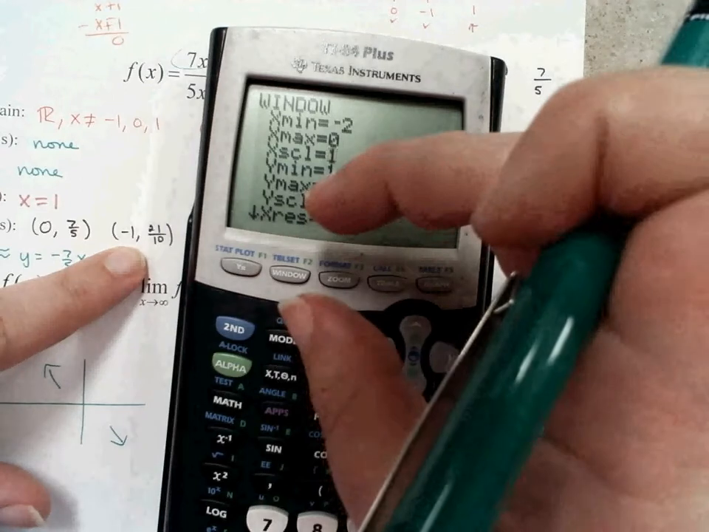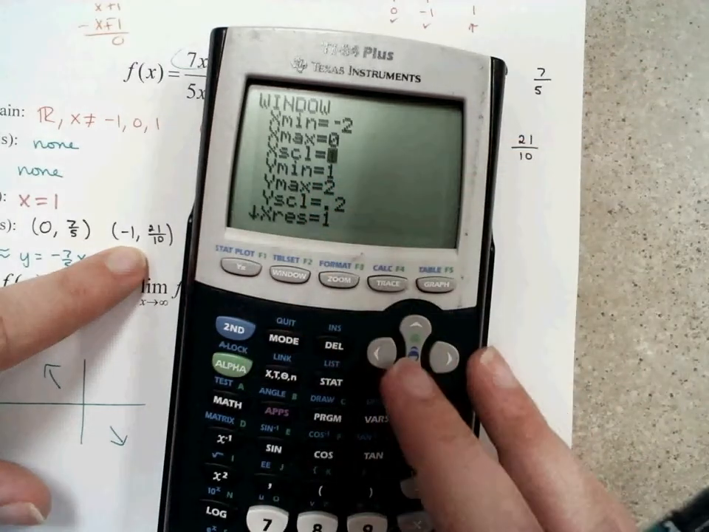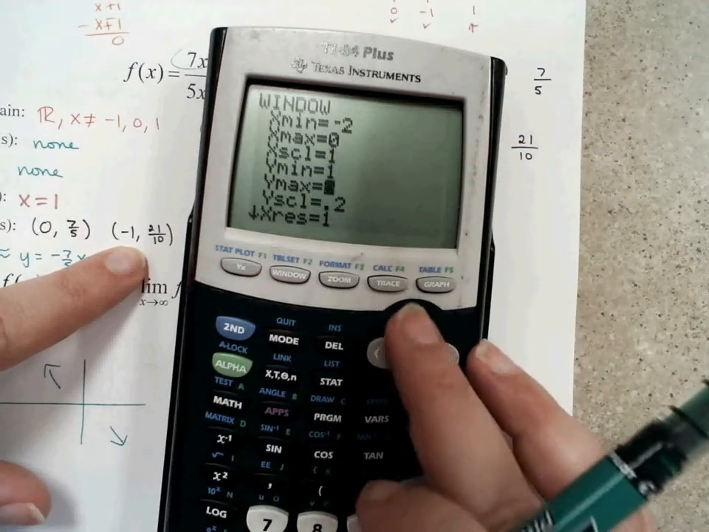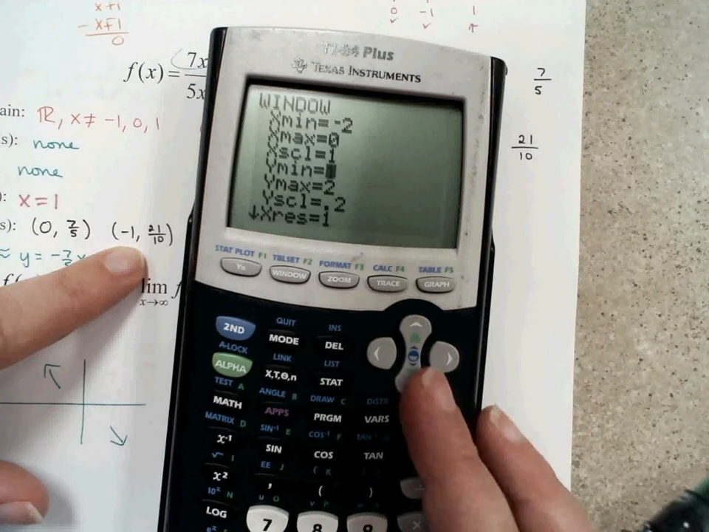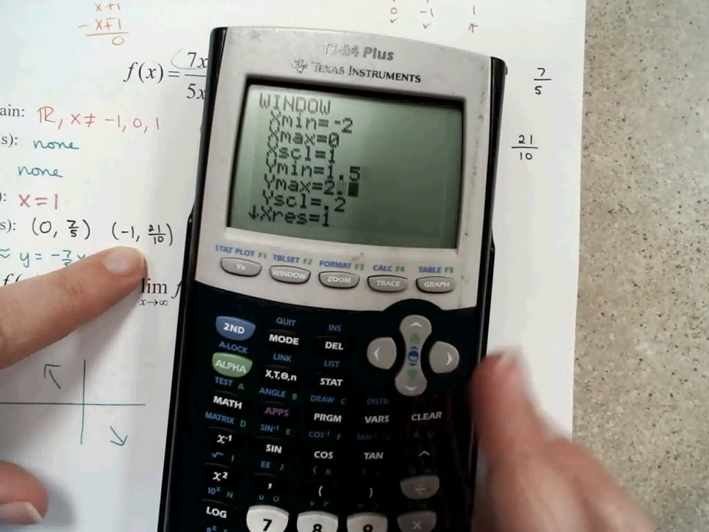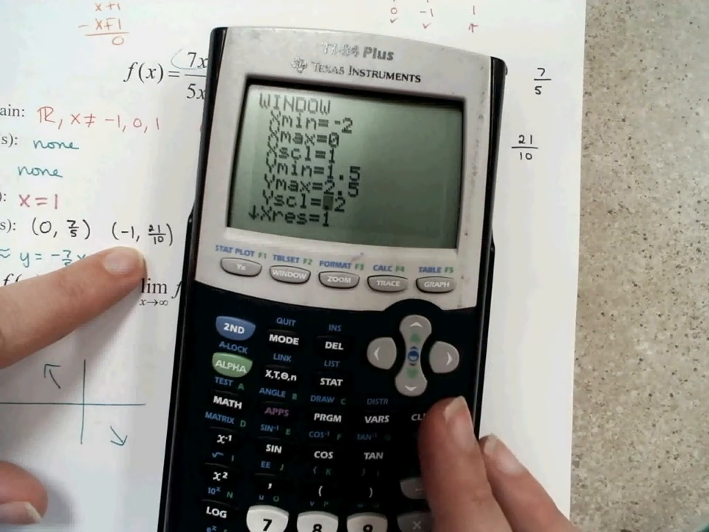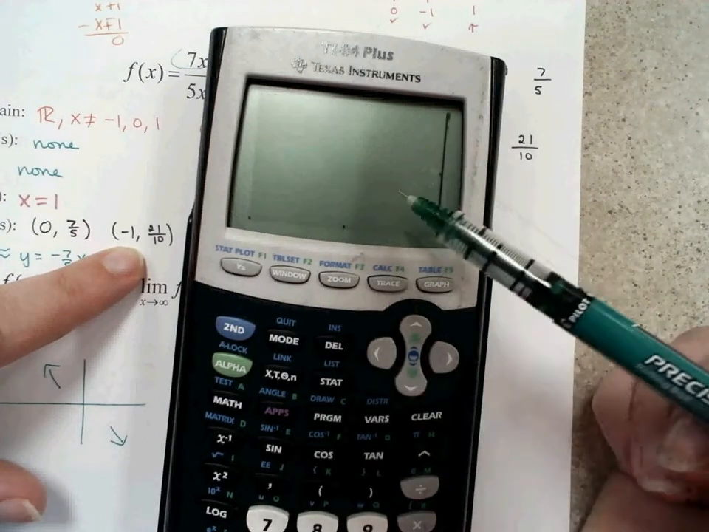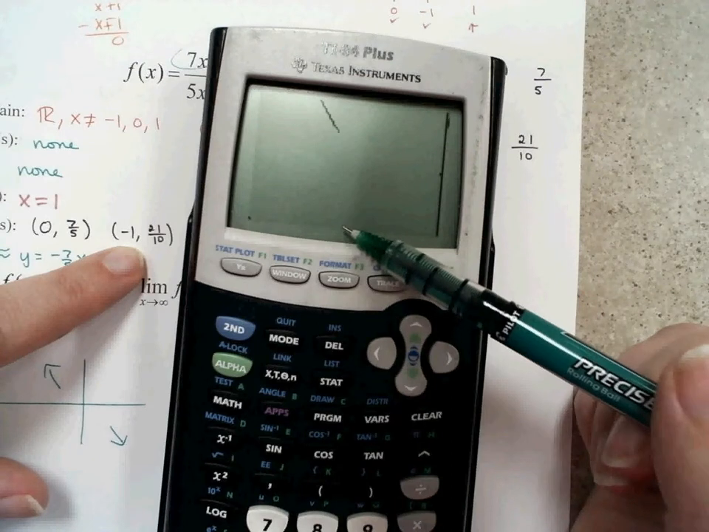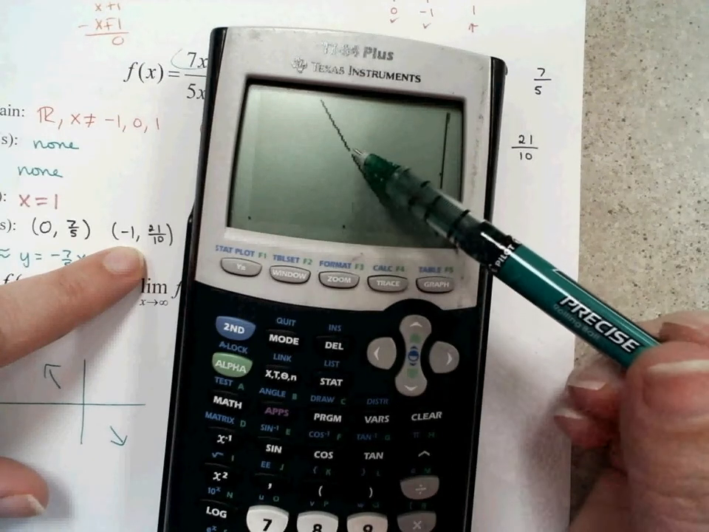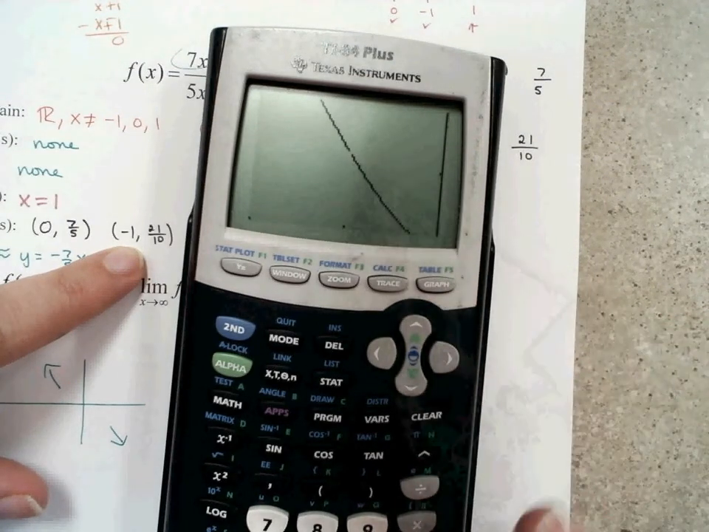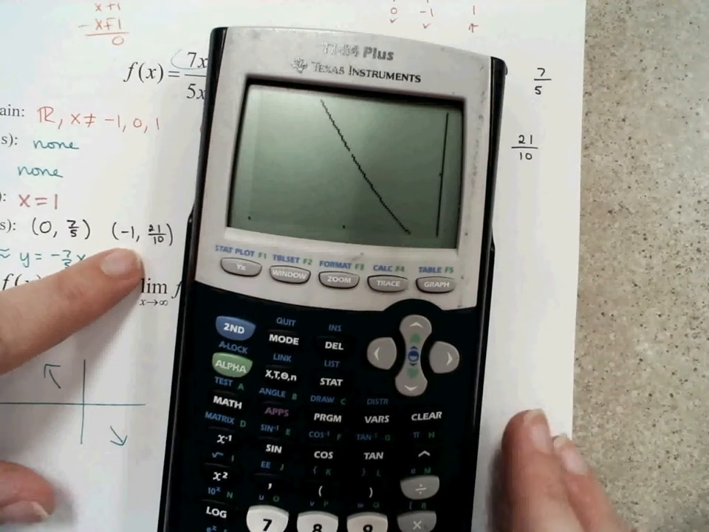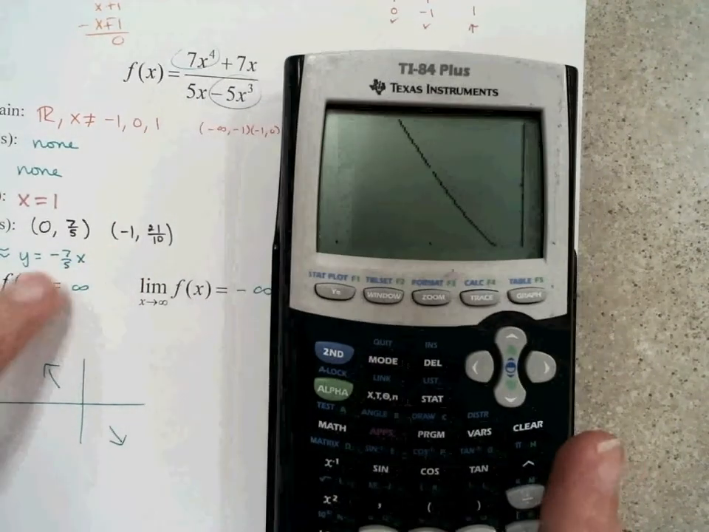And so I'm zooming in on the x at negative 1, and then I need to zoom in on the y at 21 tenths, which is just above 2, right? So we're going to go 1.5 and 2.5. And we'll go, that's fine, we'll just keep it at 1. So this is negative 1 right here, and this is just above 2. And there we go. Okay.